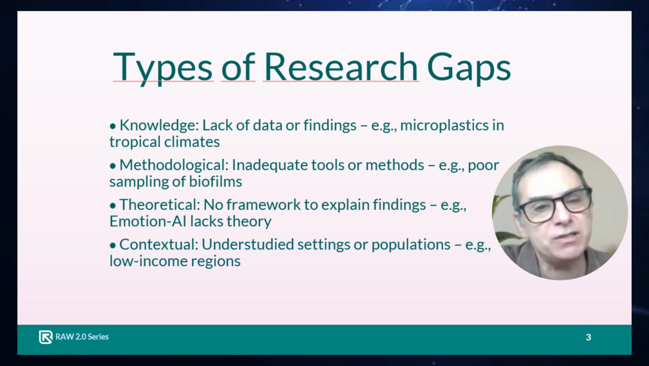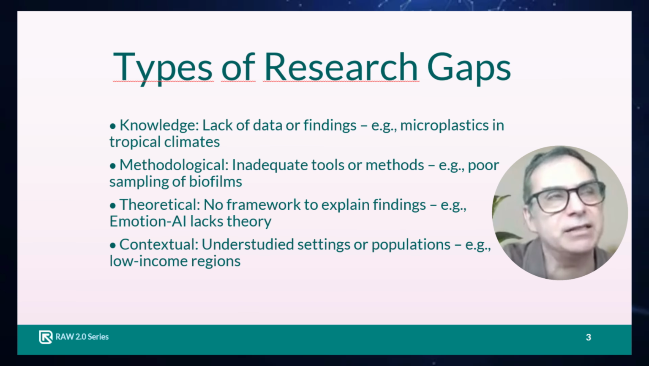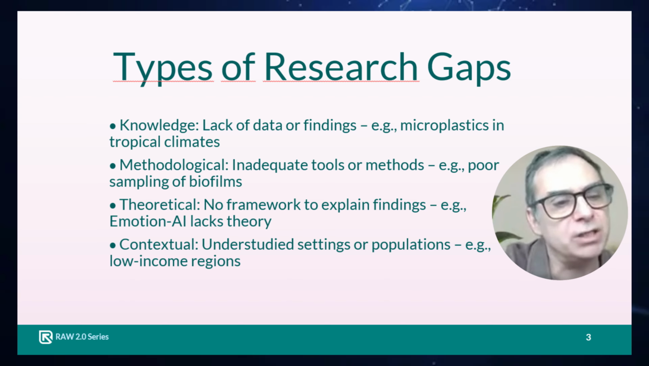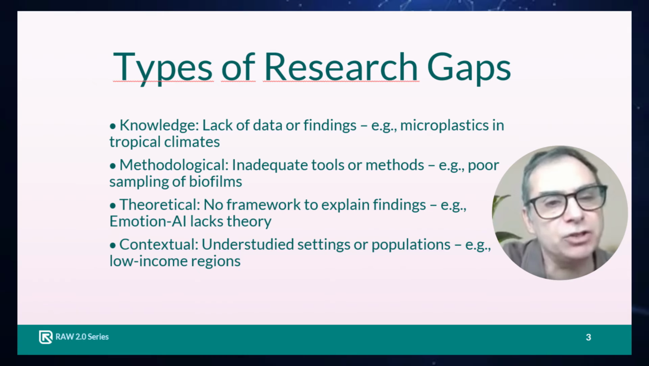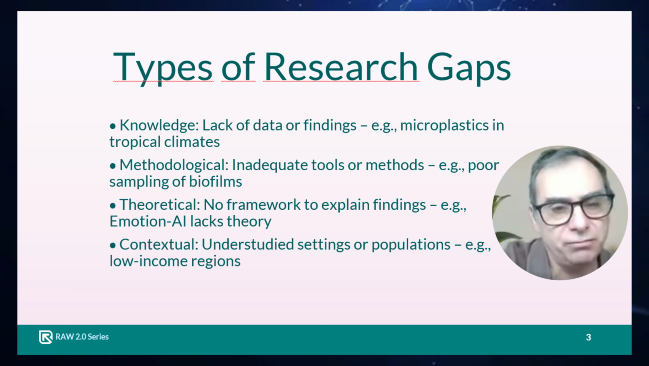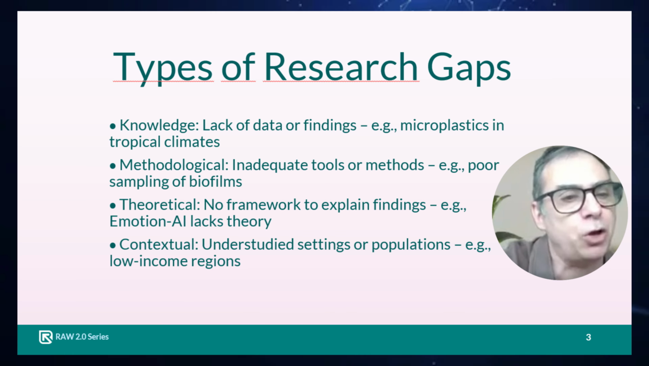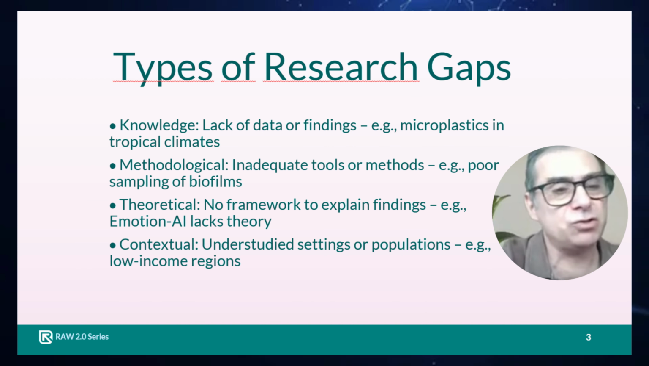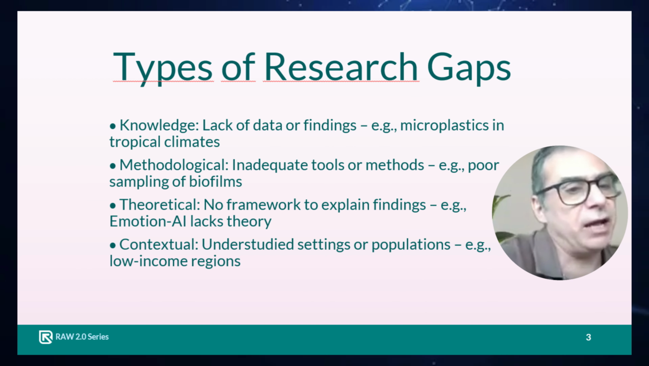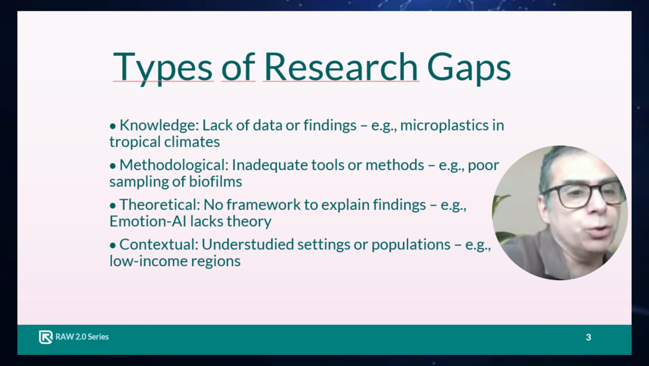So what types of gaps do we have? We can make a list of it, and here I'm putting the most important. The knowledge gap, right? Some data or findings are missing. For example, we have microplastics in tropical climates. We don't have data on that. We have no idea what is going on there. So this is a type of research gap. So we need to know, right?